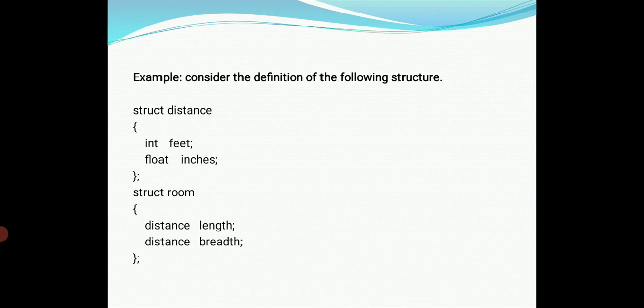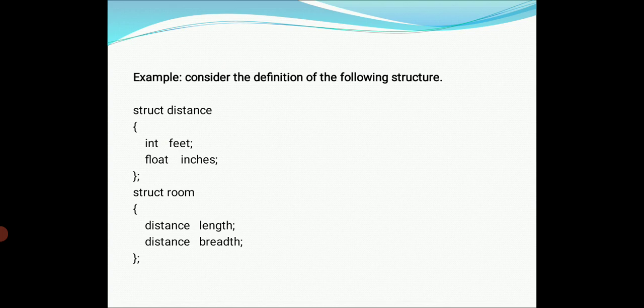This is the example. Consider the definition of the following structure. In this example, it has two structures. Structure 1 is distance, structure 2 is room. In structure 1, struct is a keyword, distance is the name of the structure. It contains two data members, feet and inches. These two are declared by using the data types int and float.